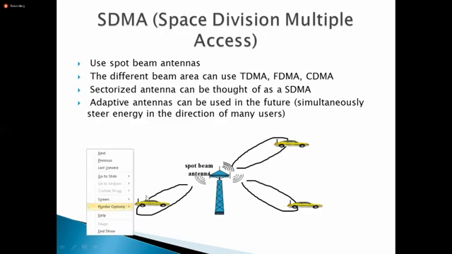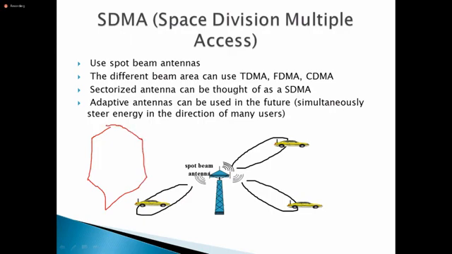What is cell sectoring? When you take a cell like this, you can divide this cell into 3 sectors like this. This is your base station antenna, and you can transmit your signal only to this sector, this one third of the cell, like this. That is called cell sectoring. The same concept is used in space division multiple access.